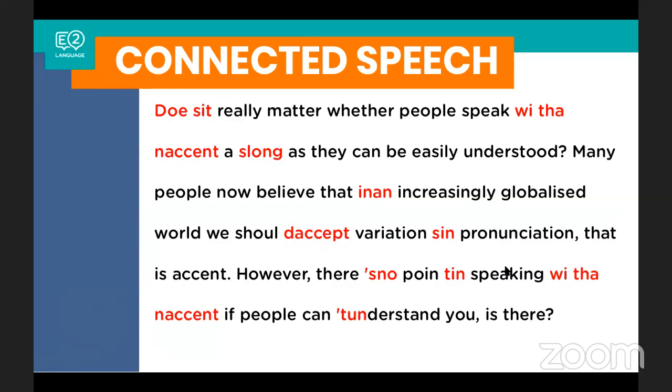Does it really matter whether people speak with an accent as long as they can be easily understood? Many people now believe that in an increasingly globalized world, we should accept variations in pronunciation, that is accent. However, there's no point in speaking with an accent if people can't understand you, is there? So when I read that, I was doing all of those connected speech things.